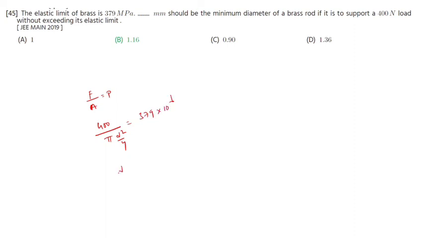Now if you simplify, you will get d square as 4 into 400 into 10 power minus 6 divided by pi into 379. So it will be 0.336 into 10 power minus 6 into 4. So d value is root of that. Approximately you will be getting it as 1.16 mm.